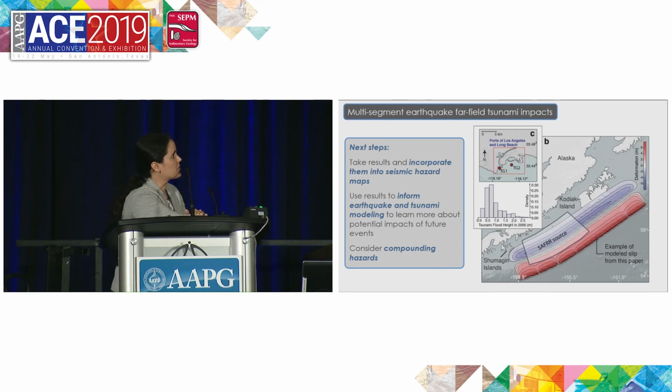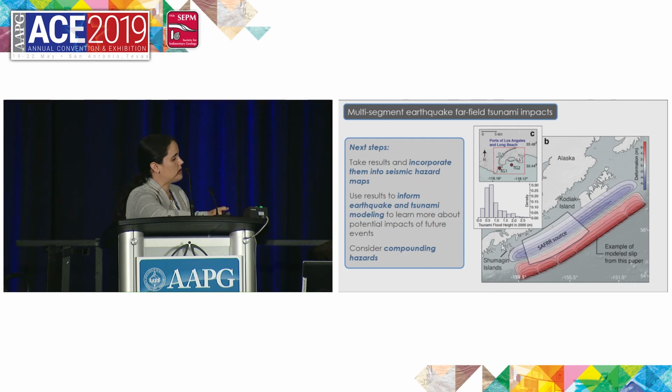So with that information, what are the next steps? Our data is now being incorporated into the new version of the hazard maps that are being created for Alaska to consider the possibility of a multi-segment earthquake. And what we've now done, and what I'm starting to do, is use these results to inform earthquake and tsunami modeling to learn more about the impact of future events.